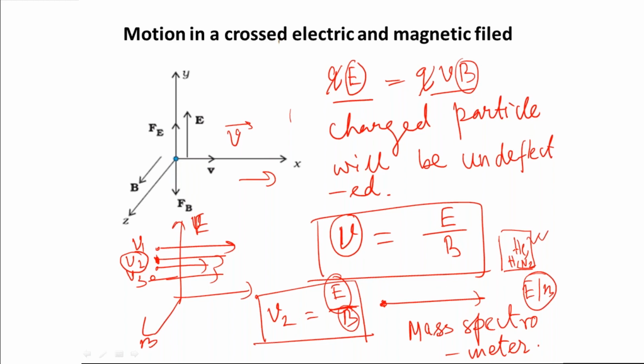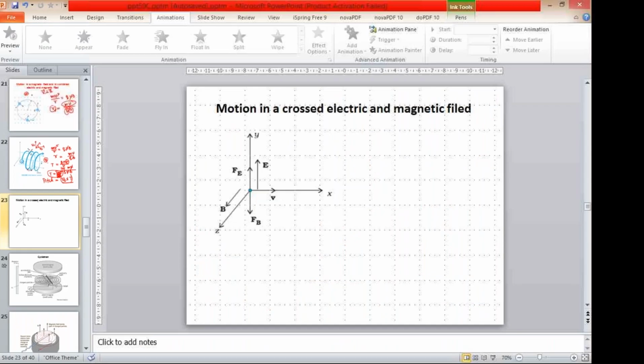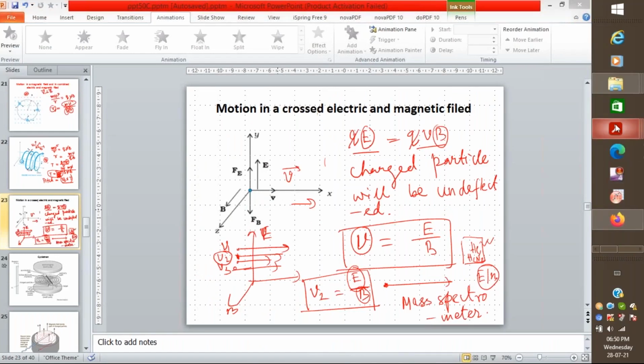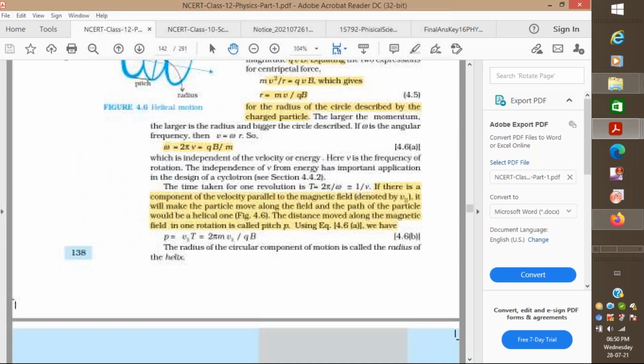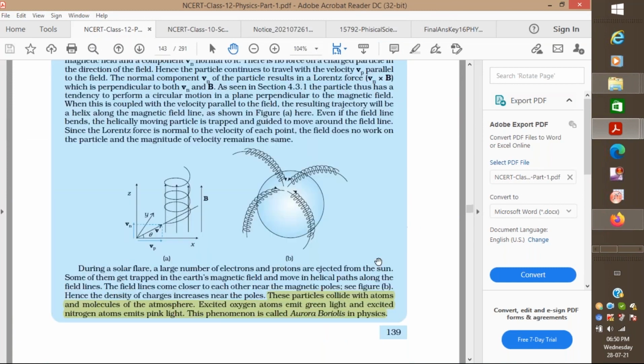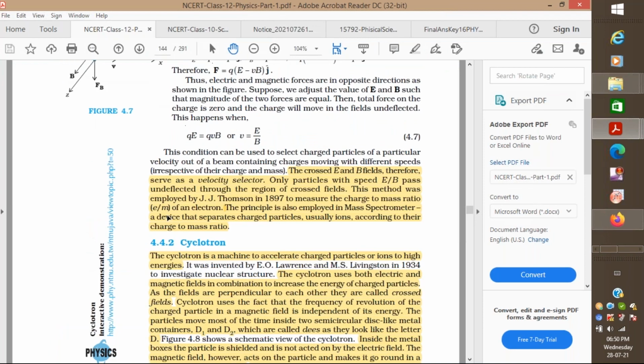In your book it is written very nicely. You have to read the textbook and see further. This is the principle which was used by scientist J.J. Thomson to find out the e by m ratio, the charge to mass ratio, of any charged particle. Here it is written: velocity selector. So in the velocity selector, what do you have to do?